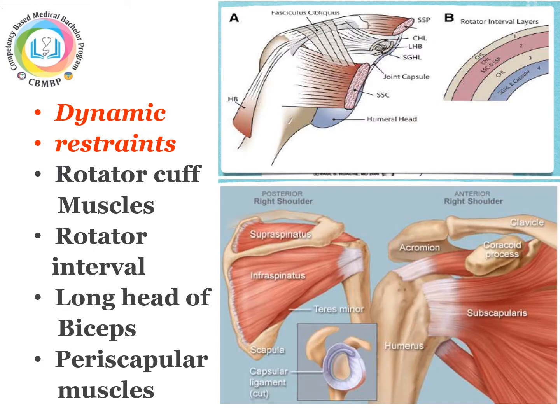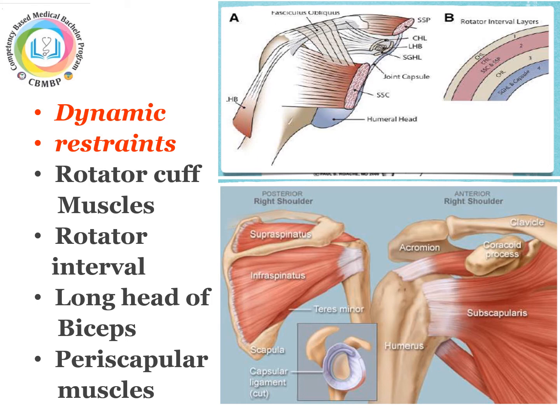What about the dynamic restraints? Dynamic means motion, so the muscles are responsible for this type of restraint. The most important muscles responsible for these dynamic restraints are the rotator cuff muscles. Rotator cuff means three muscles: the supraspinatus, infraspinatus, and teres minor. These are the three important rotator cuff muscles.